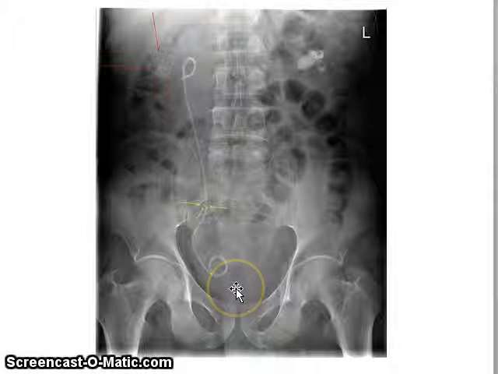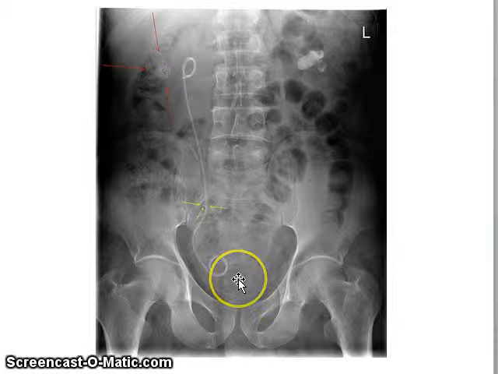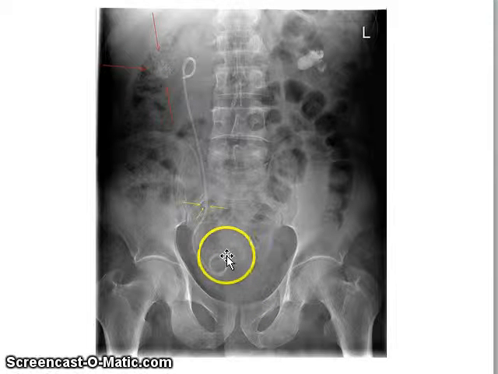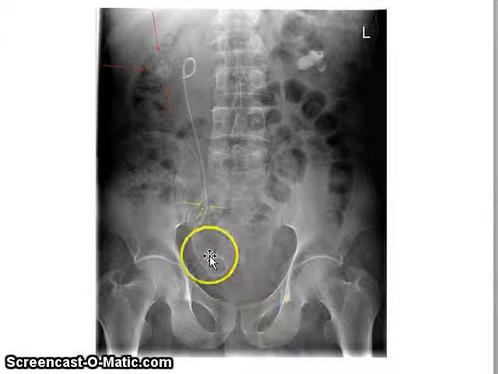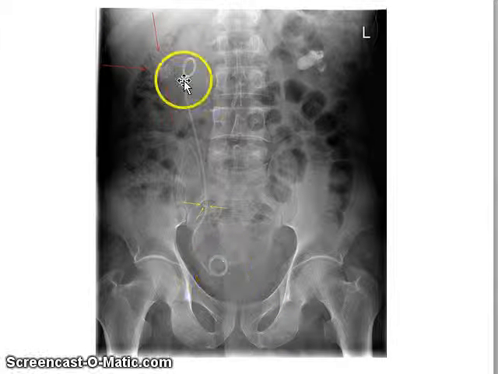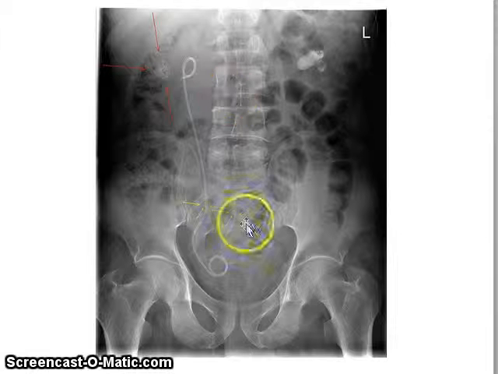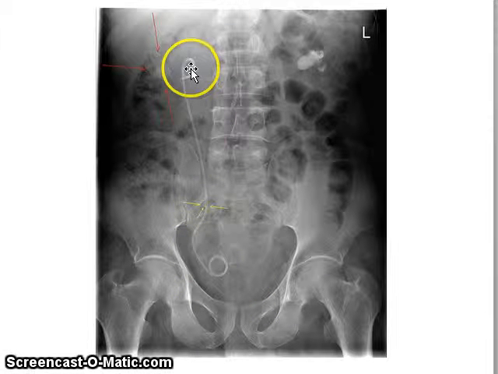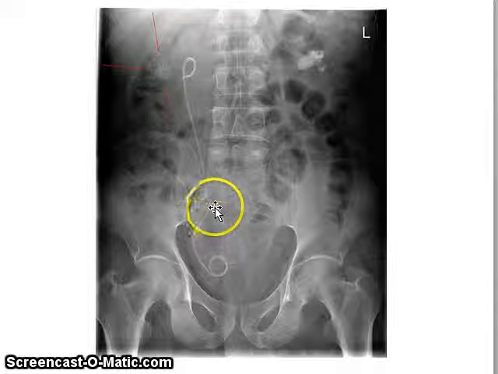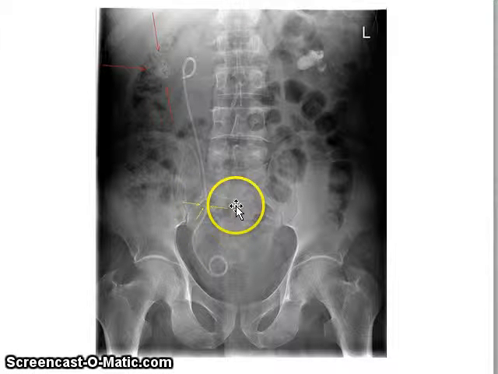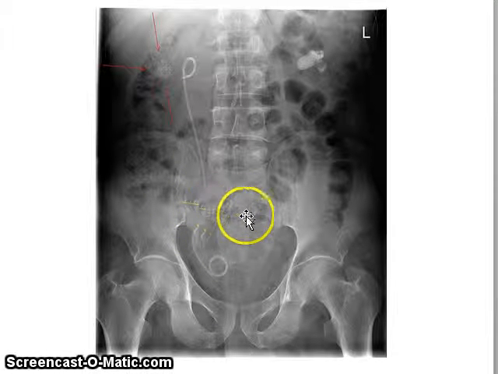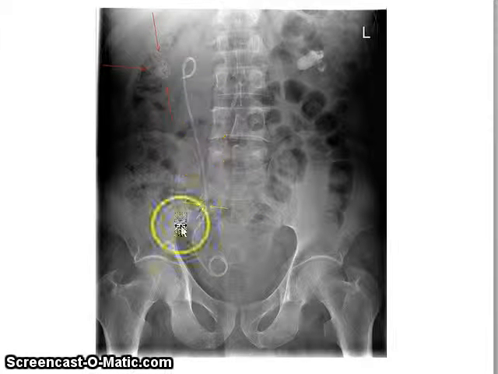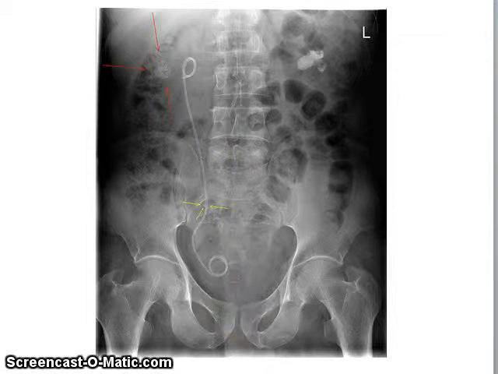Now these stents are a lot different than the types of stents that we use in blood vessels. There's usually a pigtail loop in the bladder and a pigtail loop in the renal pelvis, and they are used to bypass the obstruction. In this particular image, the yellow arrows are pointing to the little stone that's causing the obstruction, and the stent is just placed around it.